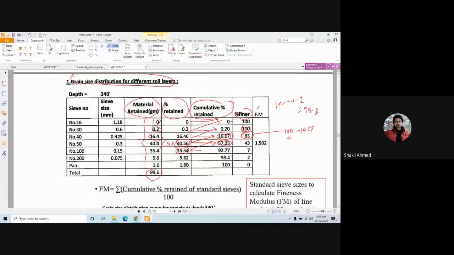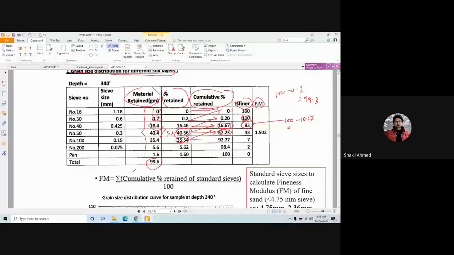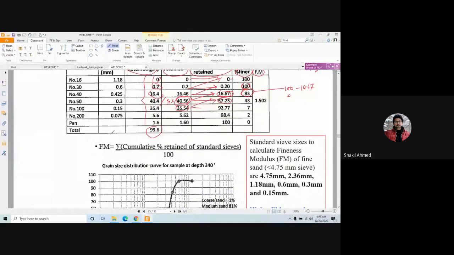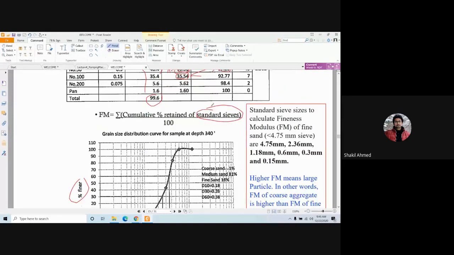Now, what is fineness modulus? Can you remember what is fineness modulus? This is the equation. Fineness modulus is the percent cumulative retained of standard sieve sizes, not all of the sieves. Remember, the standard sieve sizes. And what are the standard sieve sizes?